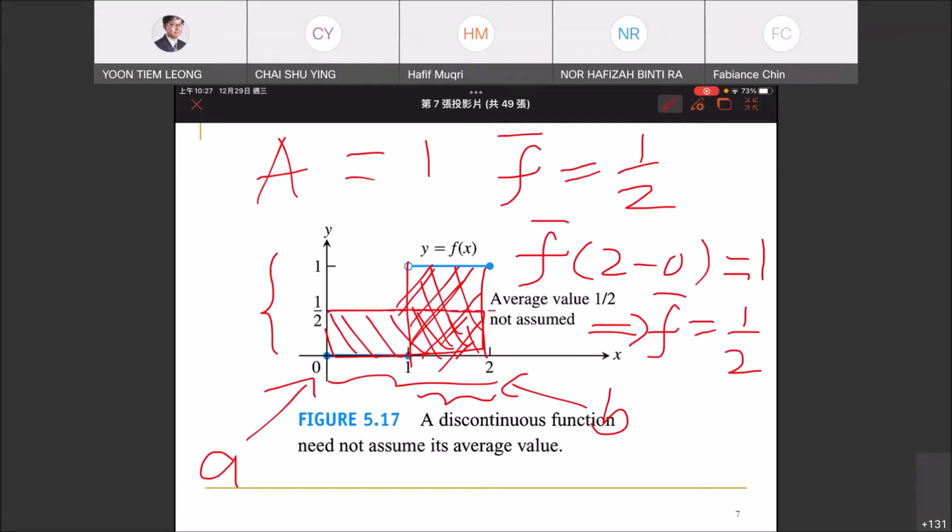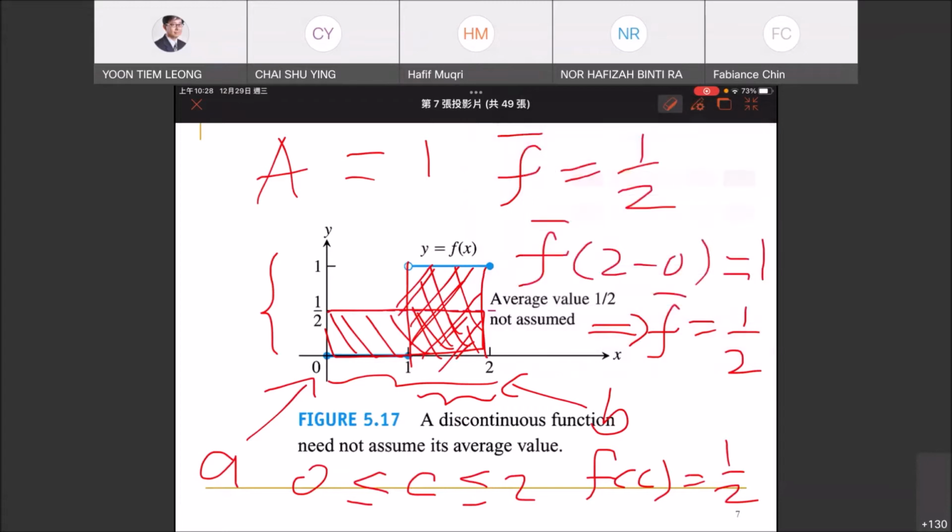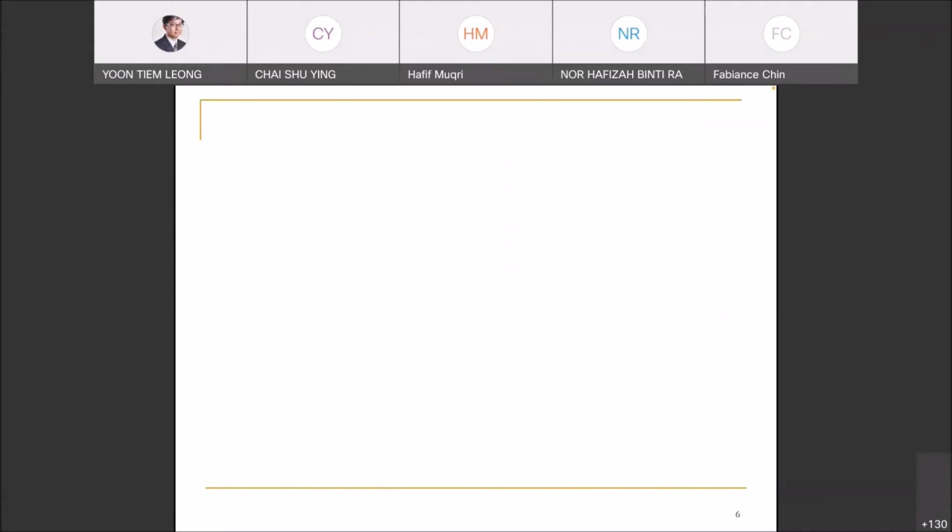So can you find a value of c that is lying between 0 and 2 such that the value f evaluated at c is equal to half? So if you look at the function here, is there any value of c where the function is equal to half? The answer is no. The reason is because the function is only defined.